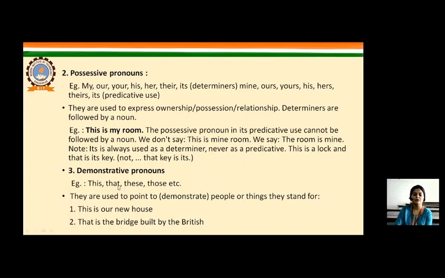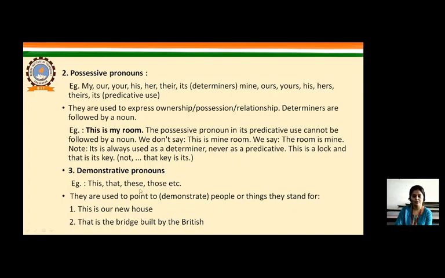Now the next category of pronouns are demonstrative pronouns. Now what are demonstrative pronouns? Example, this, that, these, those, etc. They are used to point to or demonstrate people or things they stand for. So if you want to show something, you want to point out at something, then you will use such pronouns. Example, this is our new house.